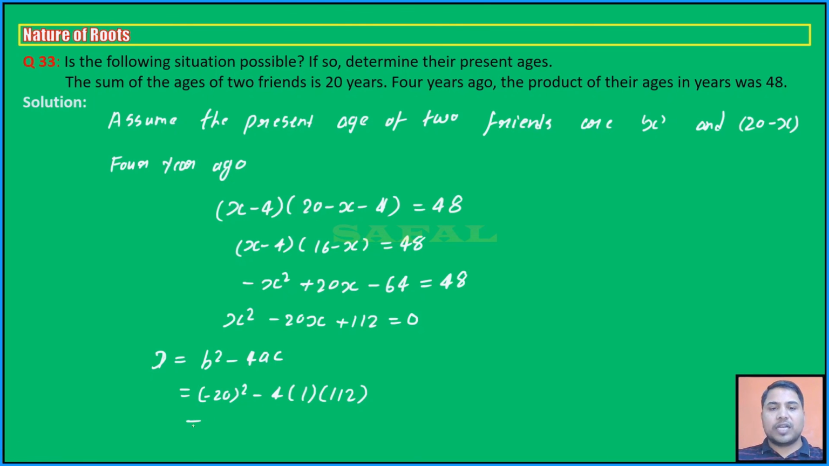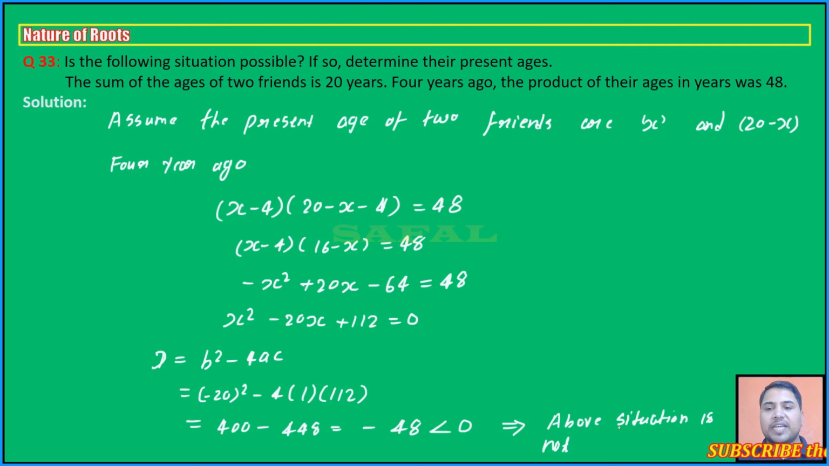112. So यहाँ से देखेंगे तो 400 और यहाँ से 448, मतलब D की वैल्यू कितनी आ गई है? नेगेटिव, less than 0. And you know that when D is negative, the quadratic equation will have no real roots. So that means this implies what? Above situation is not possible. अगर यही D equal to 0 आ जाता या greater than 0 आ जाता तो मैं क्या बोलता? Above situation is possible. So since D is negative, I'll write above situation is not possible.